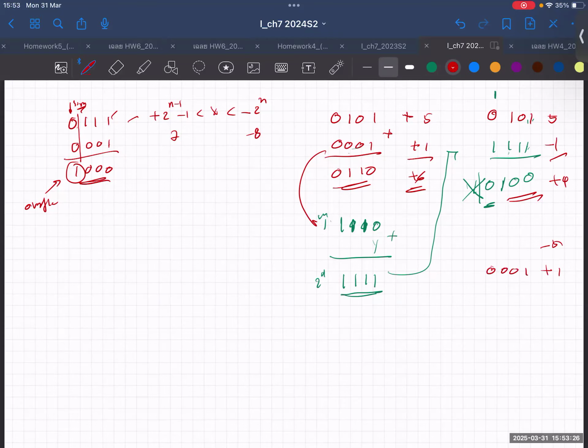Okay. What is -5? +5 is 0 1 0 1. You do one's complement, that's 1 0 1 0, right? And two's complement, you add 1, you get 1 0 1 1. Okay, so this is 1 0 1 1. And you just add them directly because -5 plus 1 is -4, right? You can try that. 1 plus 1 is 0, carry 1, and so on.